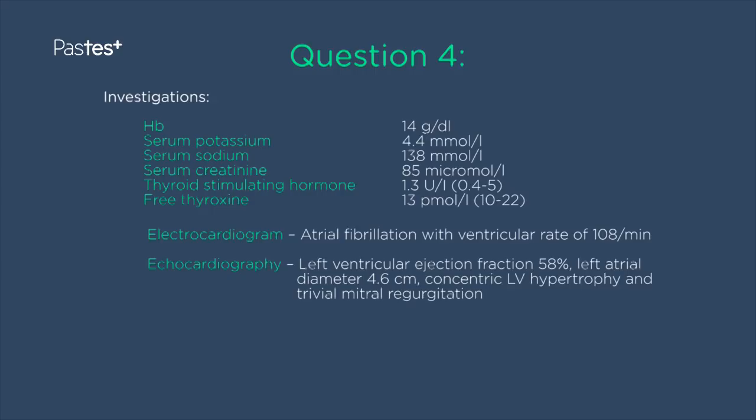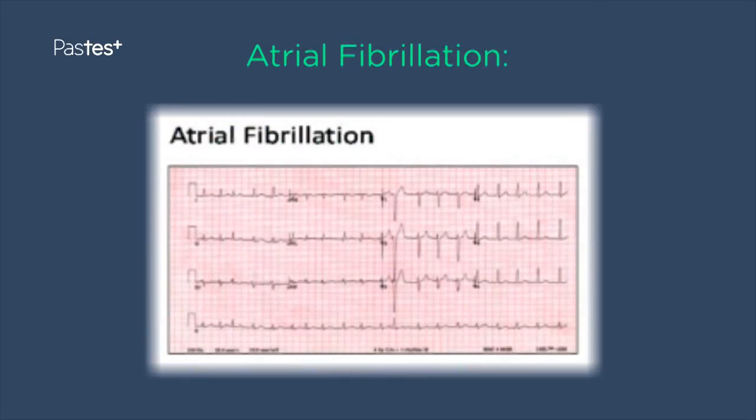She underwent an electrocardiogram, which demonstrated atrial fibrillation with a ventricular rate of 108 beats per minute. An echocardiogram was performed, which demonstrated a left ventricular ejection fraction of 58% and left atrial diameter of 4.6 centimeters, concentric left ventricular hypertrophy, and trivial mitral regurgitation.